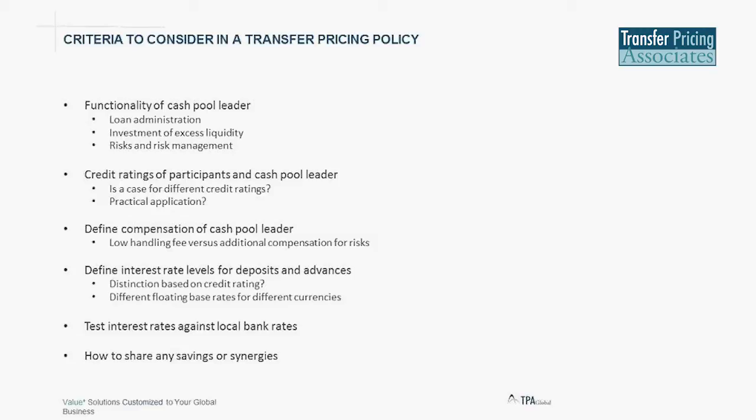And then I think what is very critical is to start testing, in at least a selection of the most important countries, if the transfer pricing policy is likely to withstand some scrutiny by local tax authorities when they start comparing the interest rate you get on the deposit as a cash pool participant or the interest rate you pay on an advance. What also is critical is to run a financial analysis of this in a spreadsheet to basically see how profits of the pool are shared and what the profit allocation to the pool looks like.